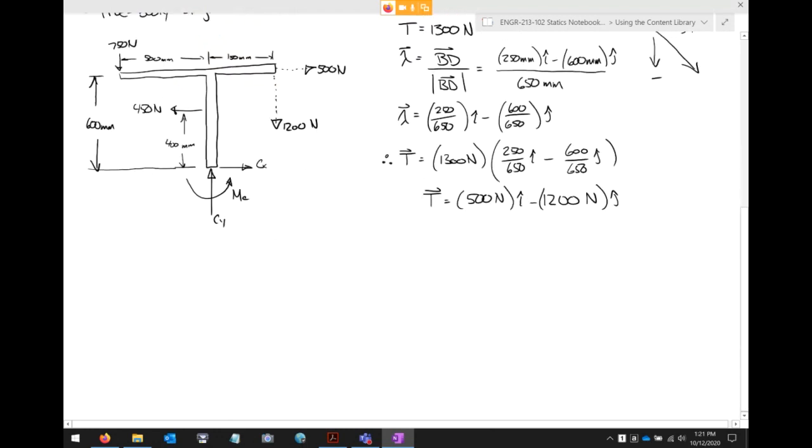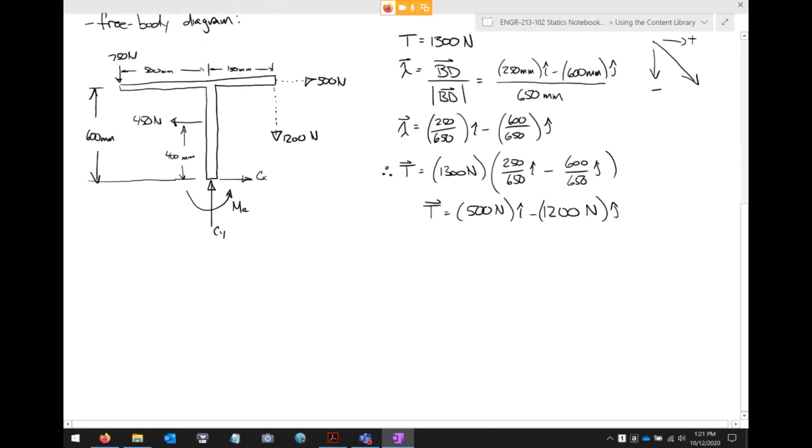So what I'm going to do is now apply my equations of equilibrium, and I'm going to apply those equations of equilibrium to solve for my unknowns. What are my unknowns? They're the reactions at C. Okay? So let's just take each one of them one at a time.